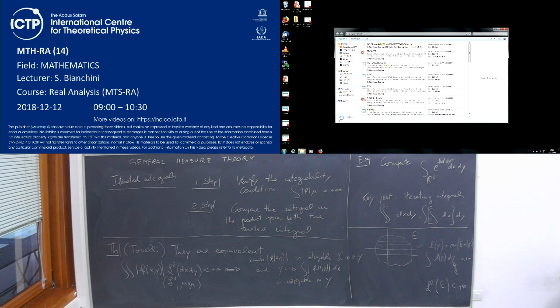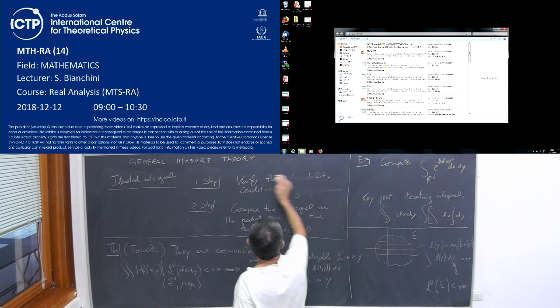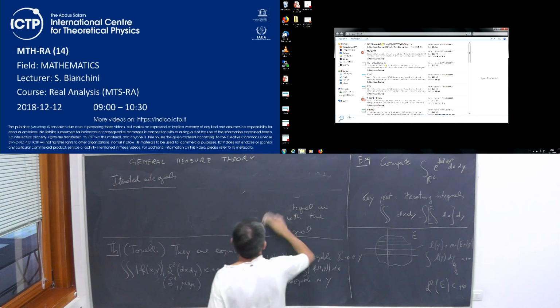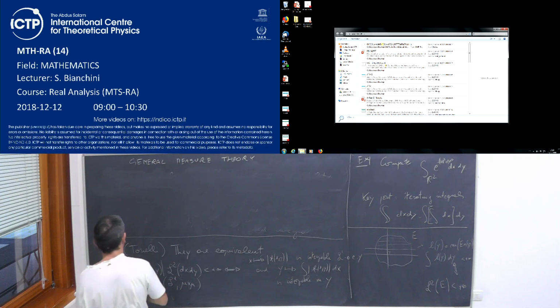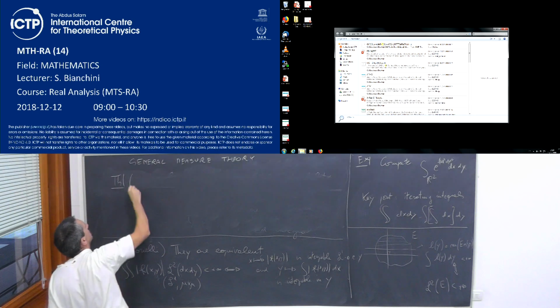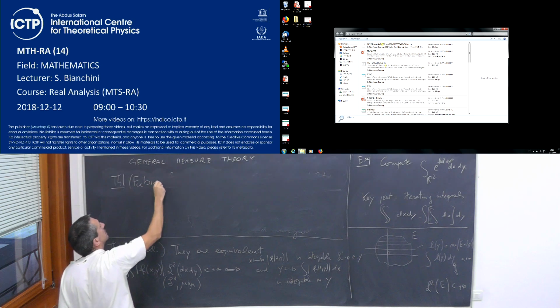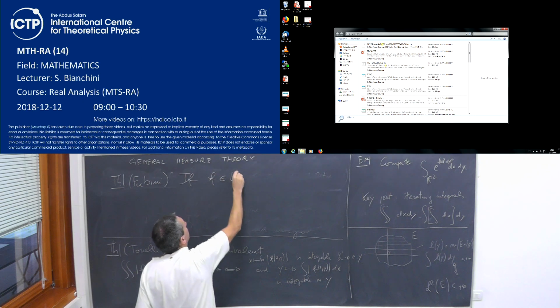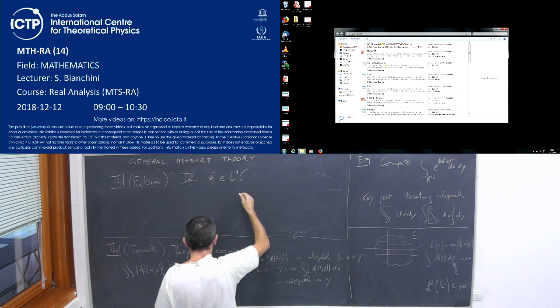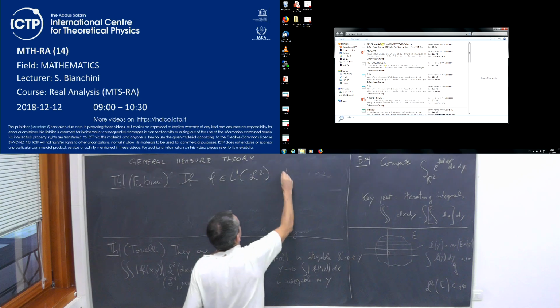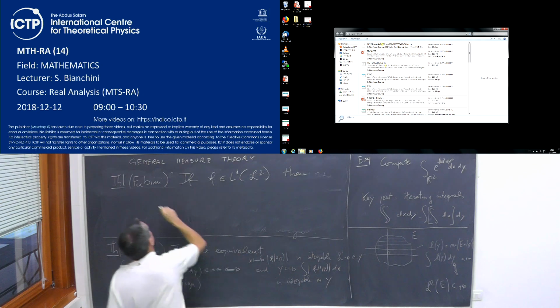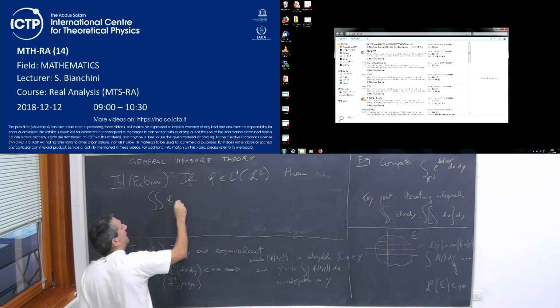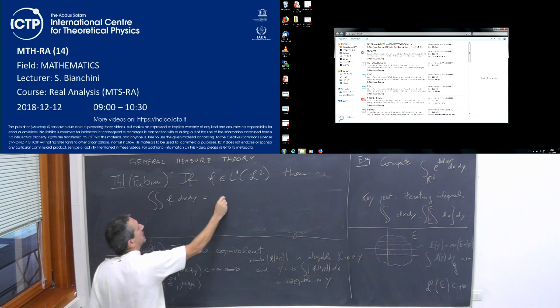The second tells you that the integrals are the same. So this is step 1. Second step, which is Fubini theorem. If f is L1 of the double measure, then the integral of f is equal to the iterated integral.